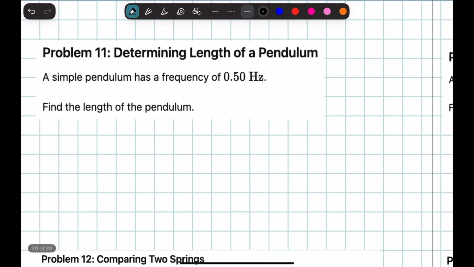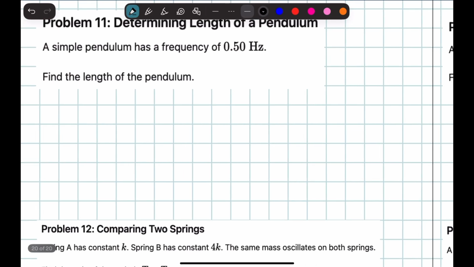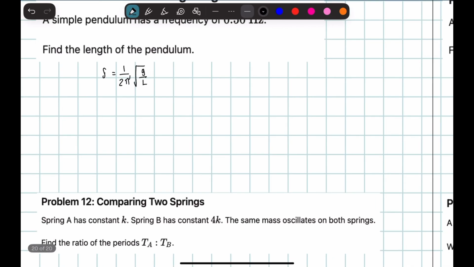A simple pendulum has a frequency of 0.5 hertz. Find the length of the pendulum. The formula for frequency is f is equal to 1 over 2 pi times the root of g over L. Now solving for L, what we can do is multiply both sides by 2 pi.